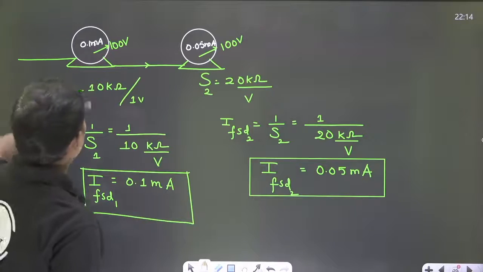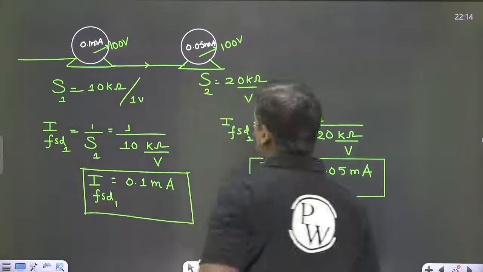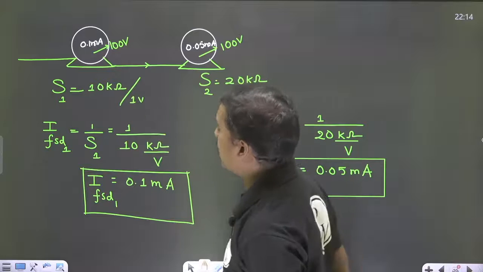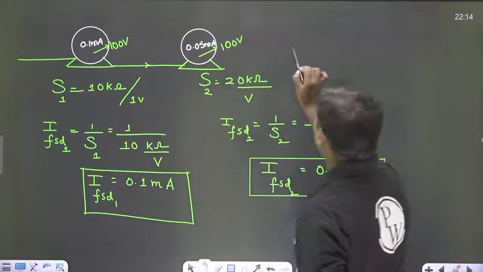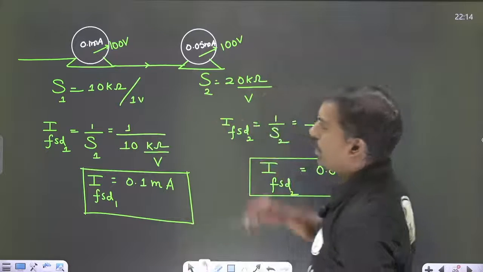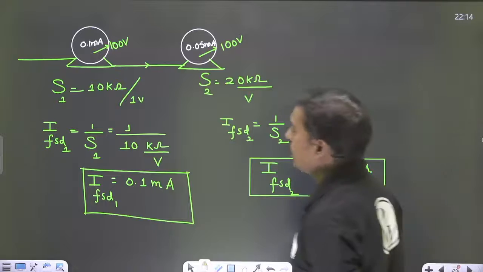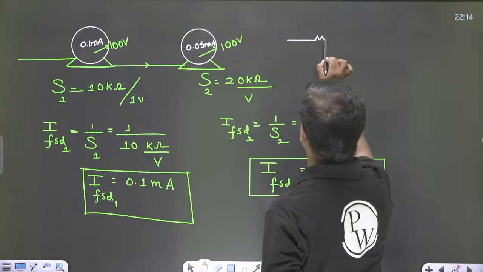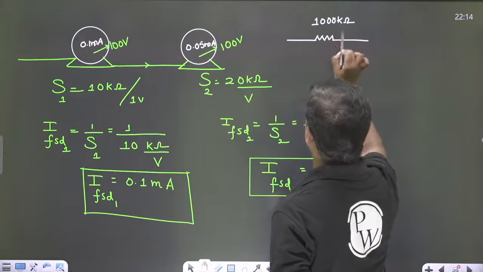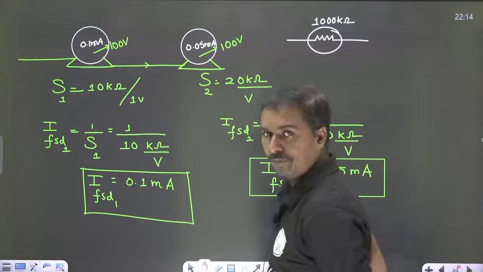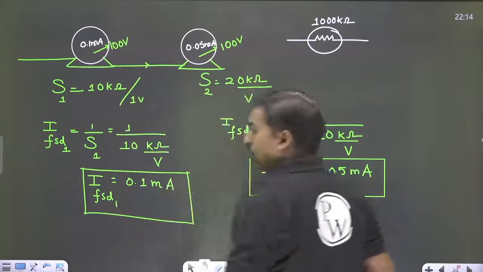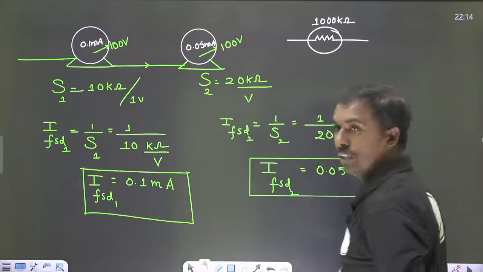Keep this in mind. When both are connected in series, what is the internal resistance offered here? For 1 volt, 10 kilo ohms means for 100 volts it will be how much? 100 into 10, that means it is 1000 kilo ohms. So this resistance is 1000 kilo ohms for the first voltmeter. You understand? For 1 volt, 10 kilo ohms resistance offered means for 100 volts it has to offer 1000 kilo ohms.